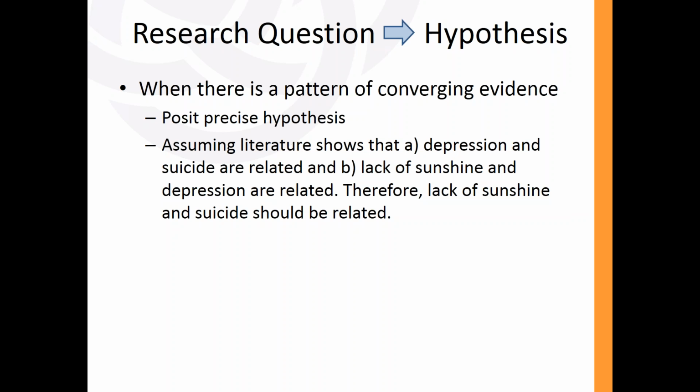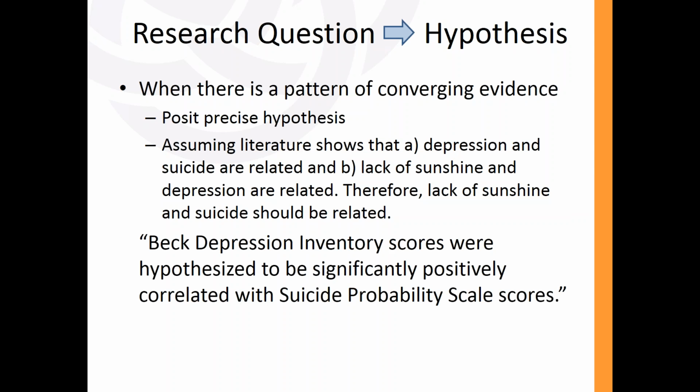But what we do want to do is test this hypothesis. So again, with a hypothesis, we would say something along the lines of Beck depression inventory scores were hypothesized to be significantly positively correlated with suicide probability scale scores. And this is a testable hypothesis using operationalized definitions of our constructs, right?